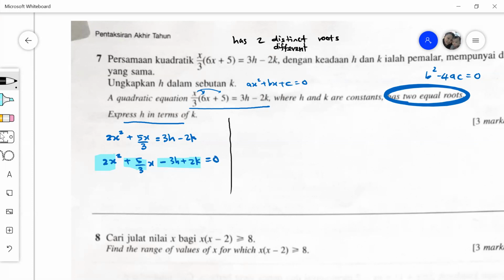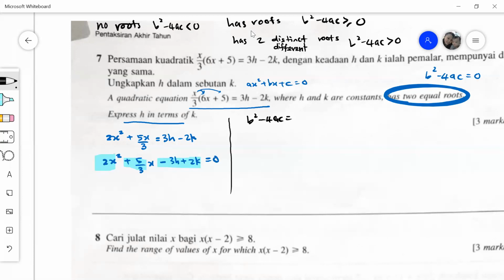So for this one, b squared minus 4ac greater than 0. But when it says has roots, but it never tells you what kind of roots, then you write b squared minus 4ac greater or equal 0. It could be 2 equal roots, it could be 2 distinct roots. Understand? Then no roots, it will be b squared minus 4ac less than 0.